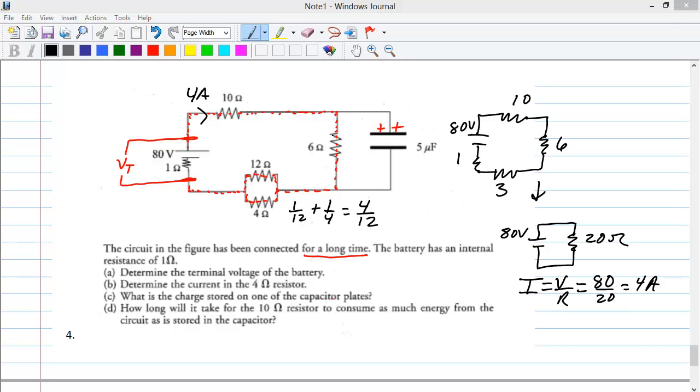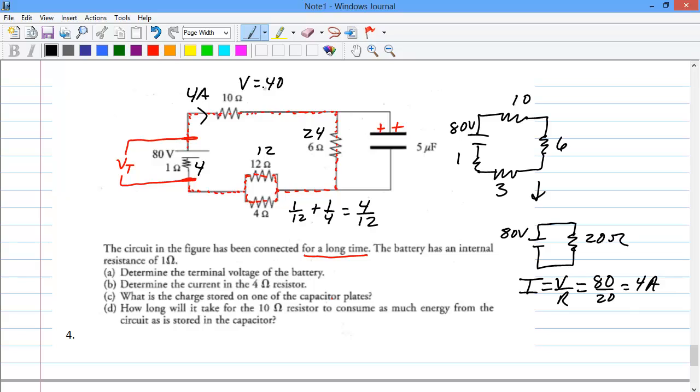And as it goes through the resistors, there's going to be a voltage drop. So as it goes through here, the voltage drop is going to be IR, which is 4 times 10, which is 40. Then it's going to go through here, which is 6 times 4, which is 24. It's going to go through this equivalent resistance right here, which is 3. 3 times 4 is 12. And then it's going to go through the 1 ohm, so that's 4 times 1, which is 4.